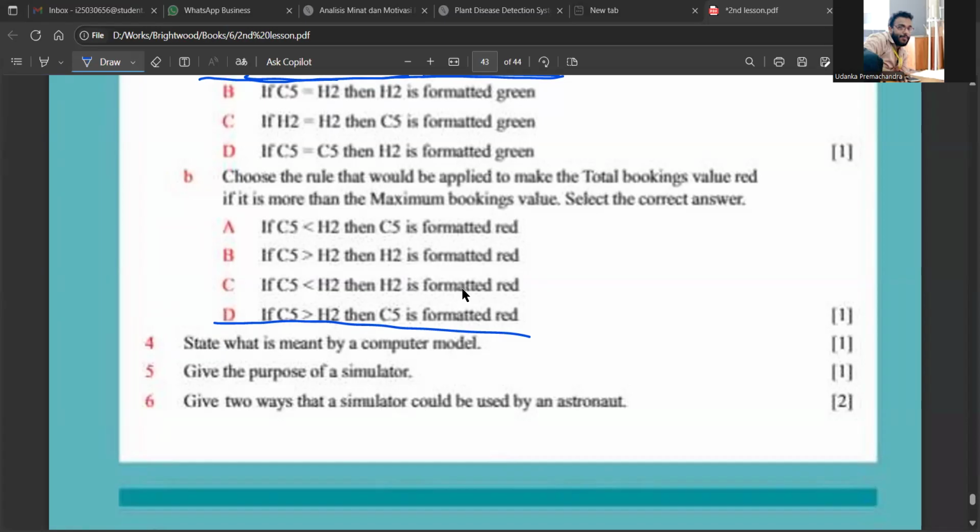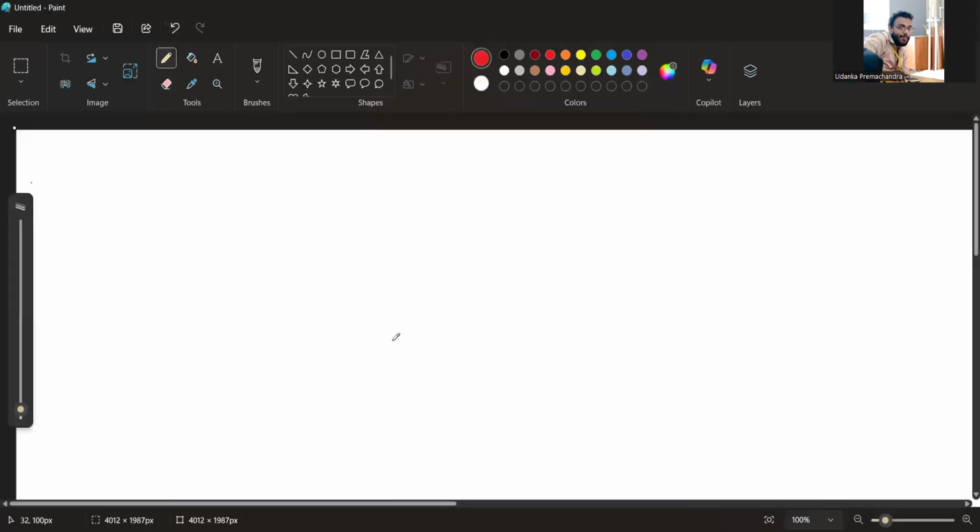Yes, I will write separately what is the computer model. Okay, so fourth question, no? What is a computer model? A computer model is a detailed simulation or representation of the real world system. It's a replacement of the real world system. It's a digital simulation.